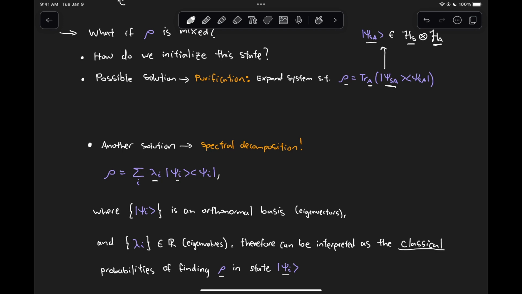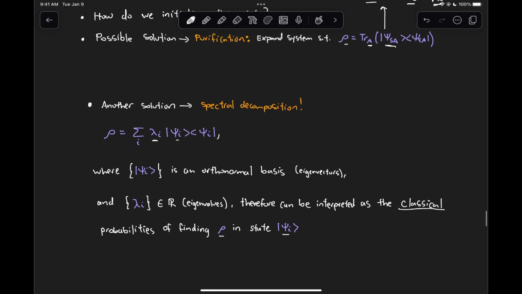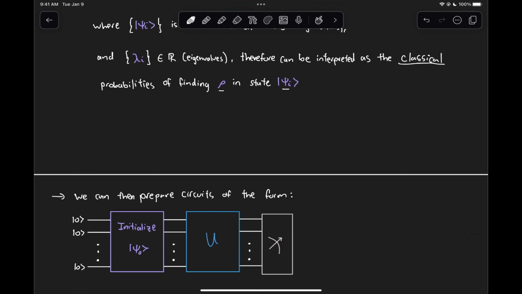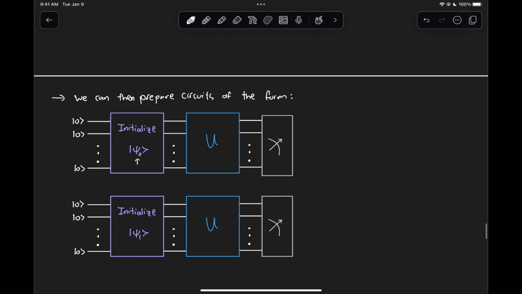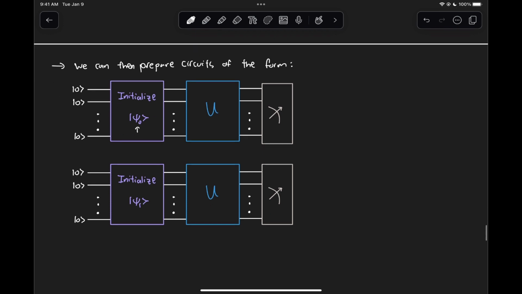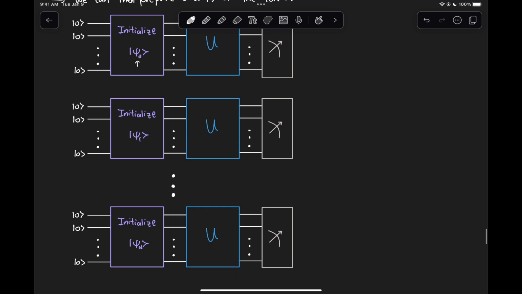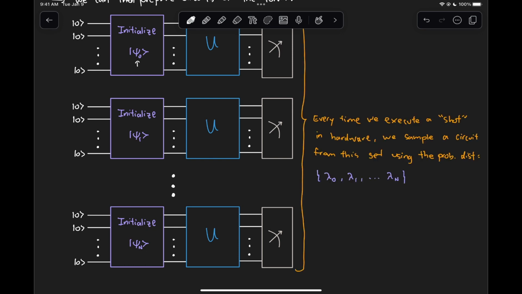Then, if we can find the psi sub i's, we can prepare a circuit of the following form, where we initialize, for example, the state psi 0 and evolve it through the unitary U that is in real hardware. Then we can do the exact same thing for psi sub 1, and all the way down to psi sub n. Once we have implemented the circuits, we can sample from each one of these with the probabilities lambda sub 0, lambda sub 1, up to lambda sub n.